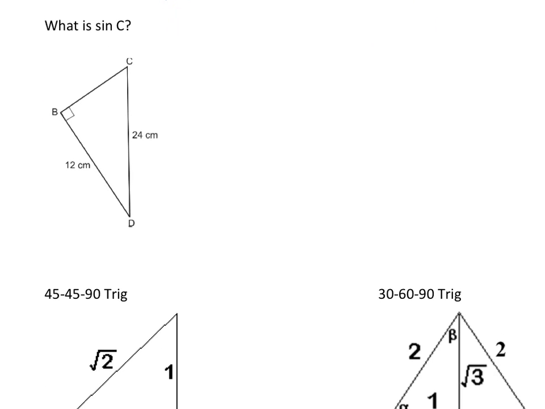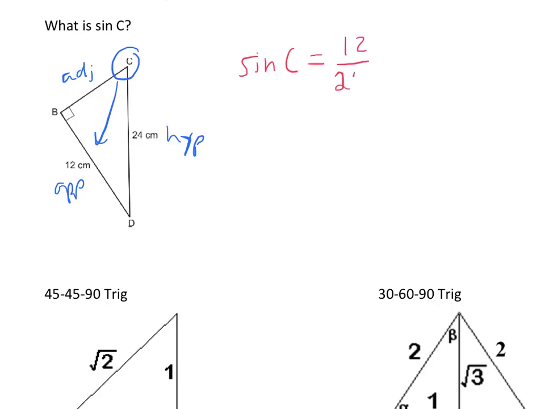Here's a new one. What is sine C? Again, we're looking from this angle. So we have opposite, we have adjacent, and the longest side is hypotenuse. So sine C is opposite, so 12 over hypotenuse, which is 24, so 1/2. These are the exact values.